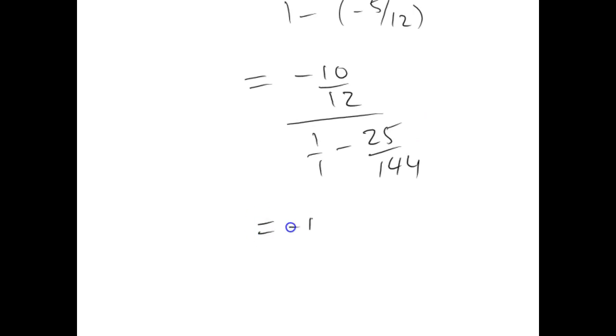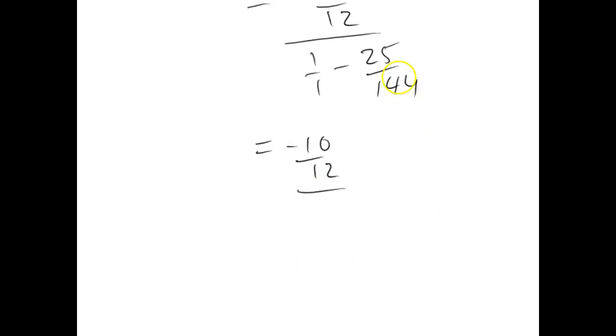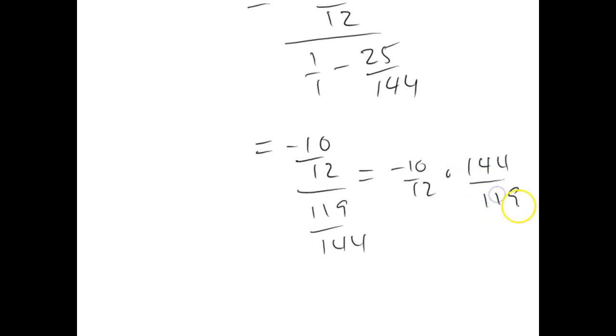This is the same as saying negative 10 over 12 divided by, you make this all one common denominator, it will be 119 over 144. Multiply by the reciprocal, which is 144 over 119. Simplify it down, it becomes negative 120 over 119.